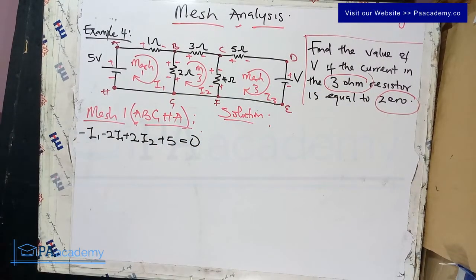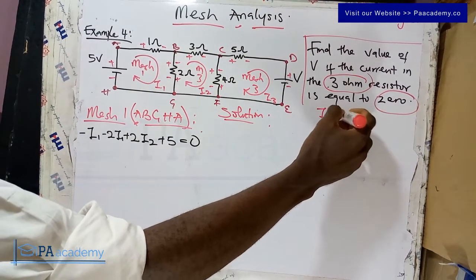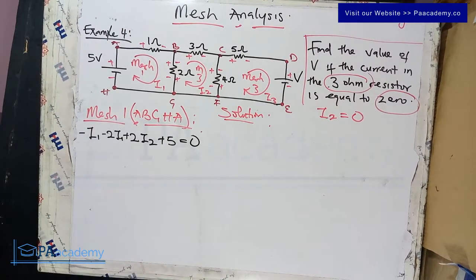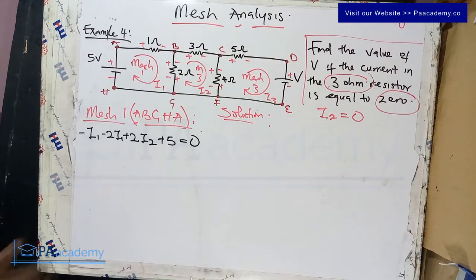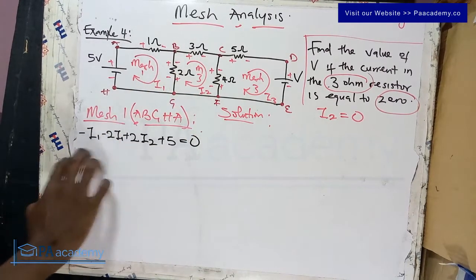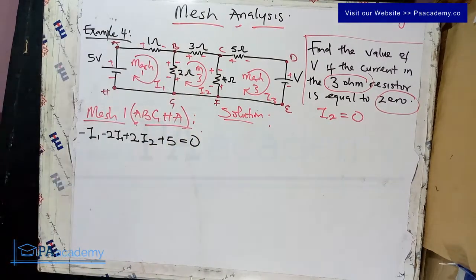So what that simply means is that our I2 is equals to 0. That the value for our I2 is 0. So with the knowledge of that, anywhere we are solving in each of these mesh, if you come across I2, we will take the value to be 0. So now let's apply that here.